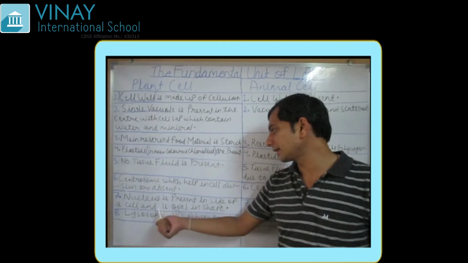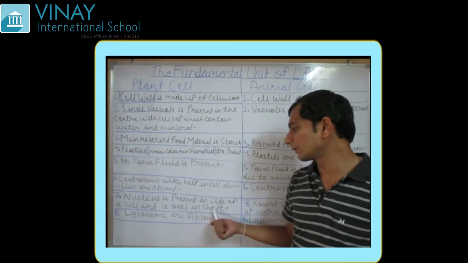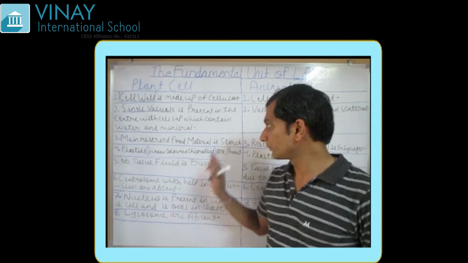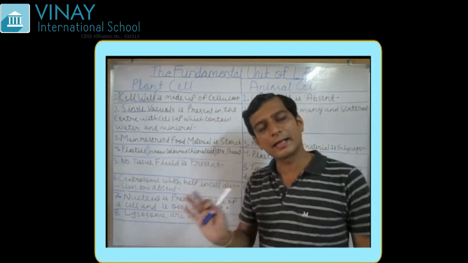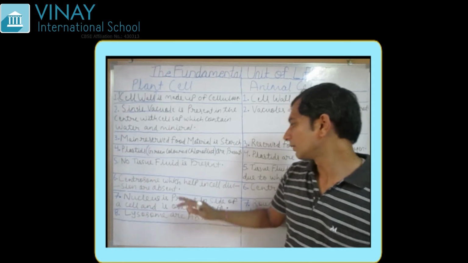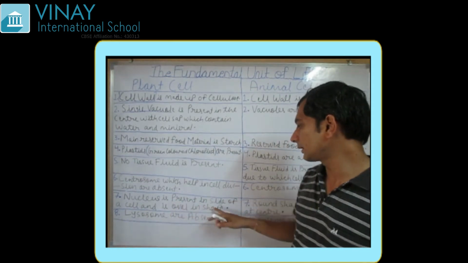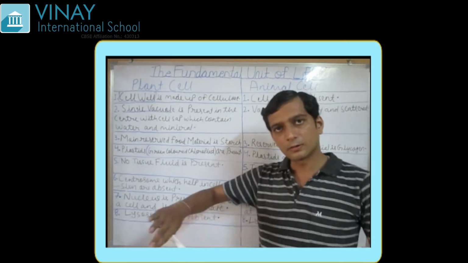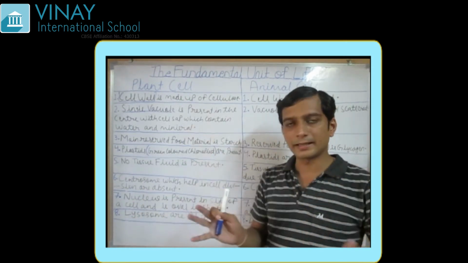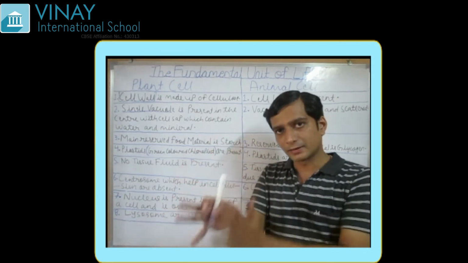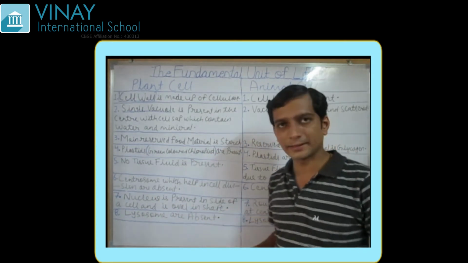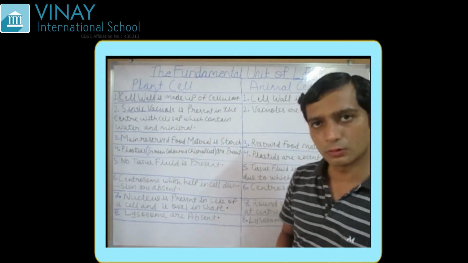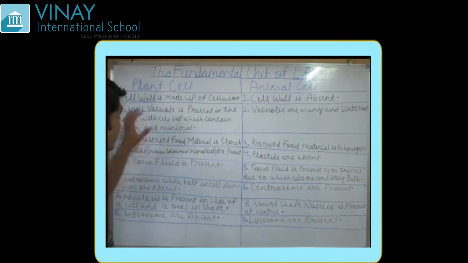The nucleus is present inside of the cell and is oval in shape. So the nucleus is present in both the plant cell and the animal cell. But what is the size and shape? The nucleus is present inside the cell, meaning they are present at the side. Okay, in the plant cell they are present at the side and they are oval in shape. So the nucleus is present in the plant cell at the side and is oval in shape.